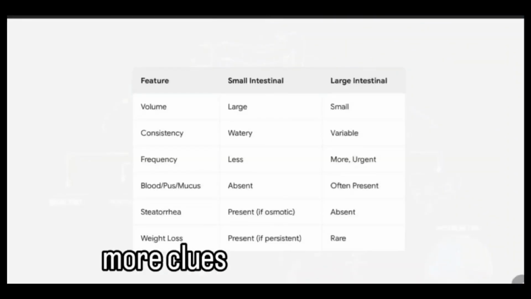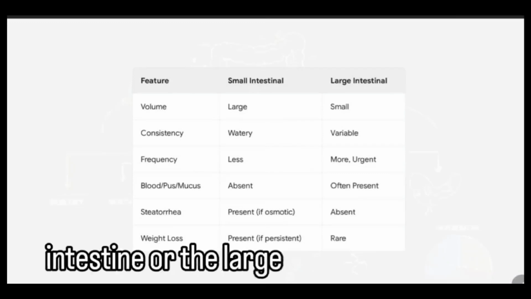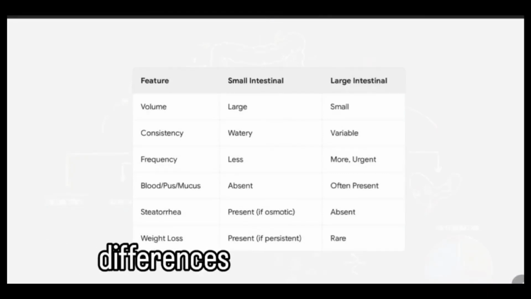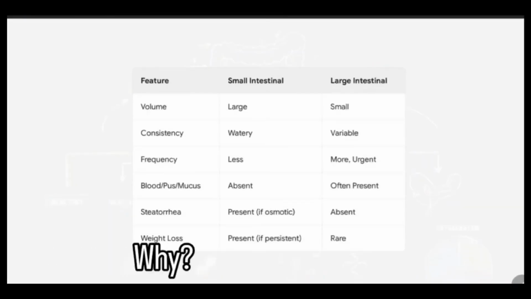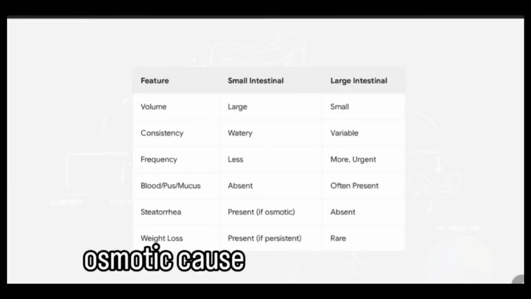And we can get even more clues. We can start to figure out the location of the problem. Is it in the small intestine or the large intestine? This table here shows some really key differences. For example, notice how steatorrhea is linked to the small intestine. Why? Because that's where most fat absorption happens. So signs of malabsorption often point to a small intestinal osmotic cause.